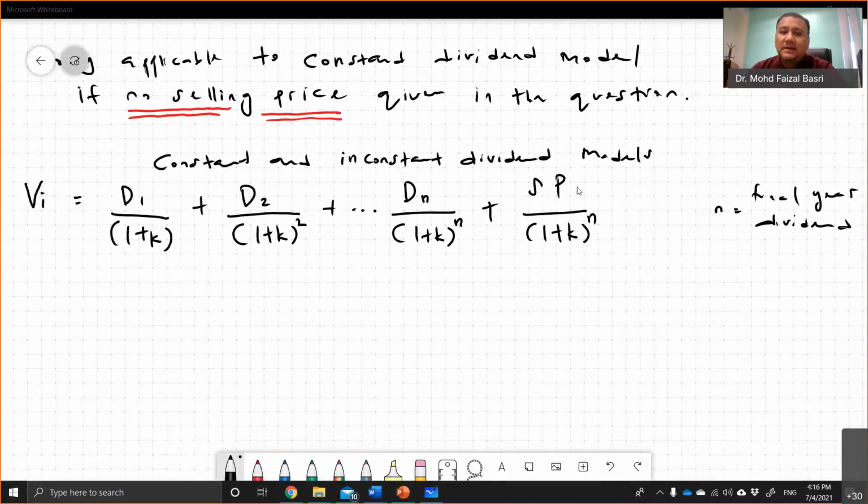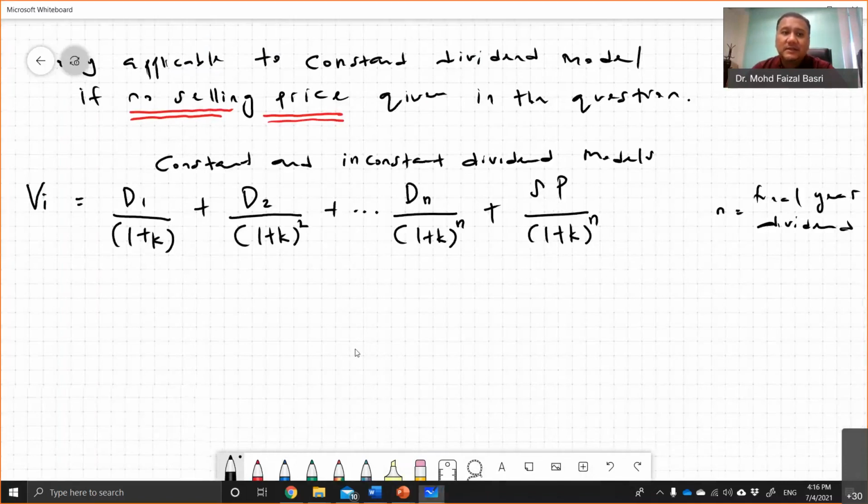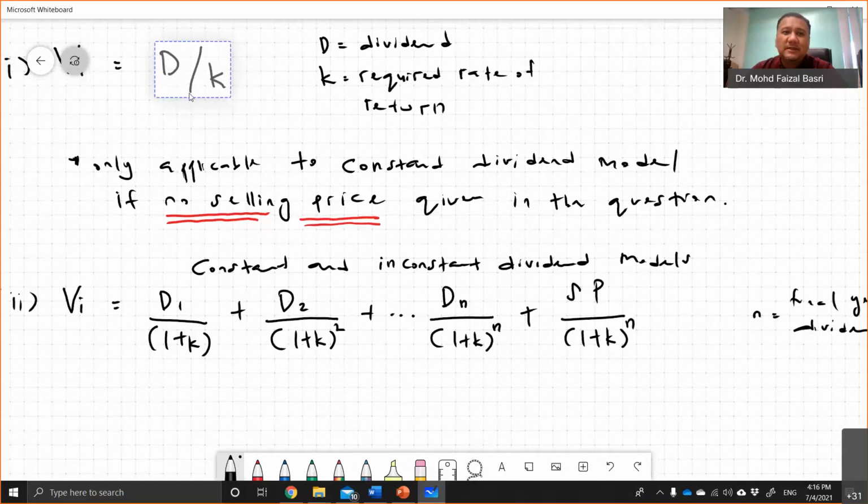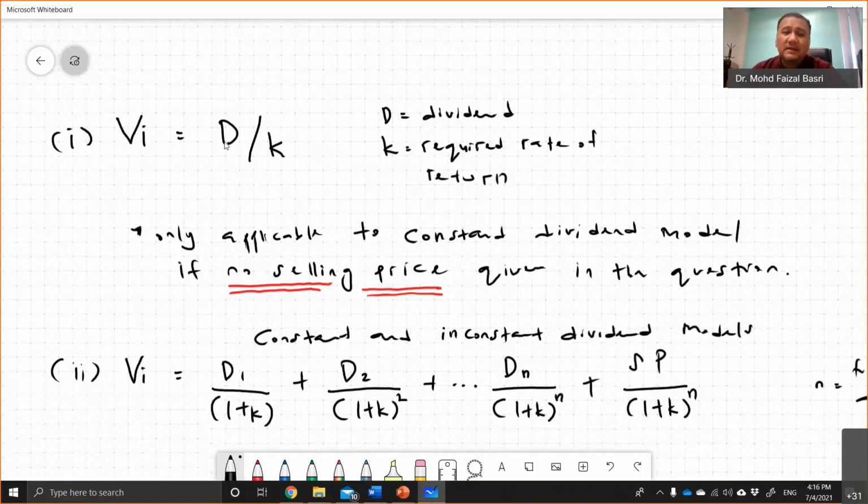But the rule is you need to have the dividends and you need the selling price. If there's no selling price, then we need to use this formula. But this formula is only applicable for constant. If it's inconstant, we cannot use this one because the D is different every year. For constant, we know the dividend is fixed, so then we can use this one. Therefore, for any model other than constant, the question will provide you with the selling price.